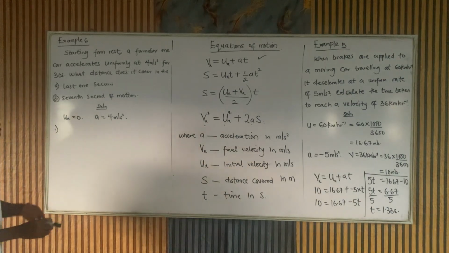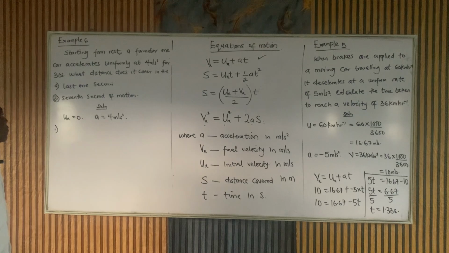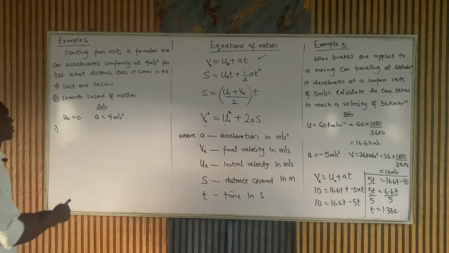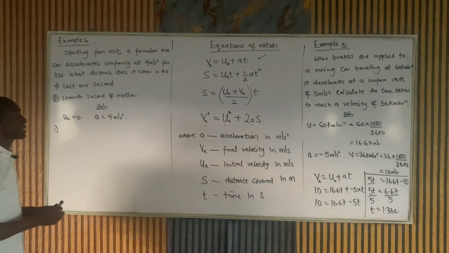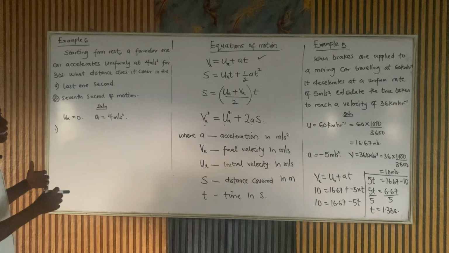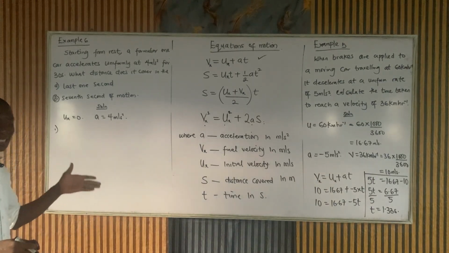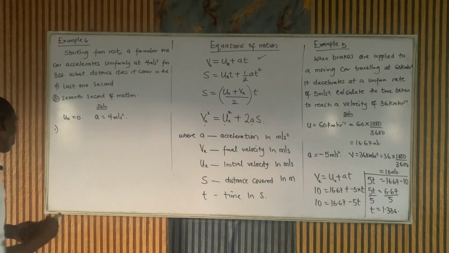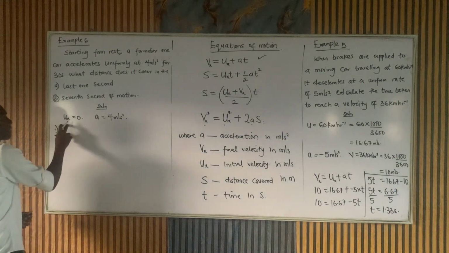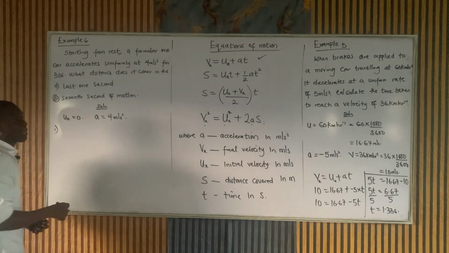Starting from rest, a Formula 1 car accelerates uniformly at 4 meters per second squared for 30 seconds. What distance does it cover in the last 1 second? Okay, this simply means that the last 1 second should occur between 29 and 30. So I should know the distance it has covered at 29 seconds and the distance it has covered at 30 seconds. I will subtract the 2. Since it's starting from rest, initial velocity will be 0, and the acceleration is 4 meters per second squared.